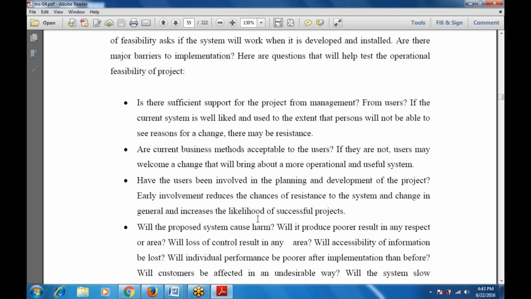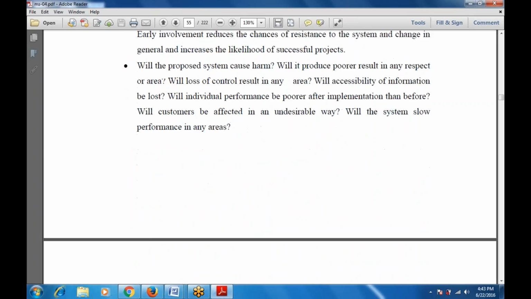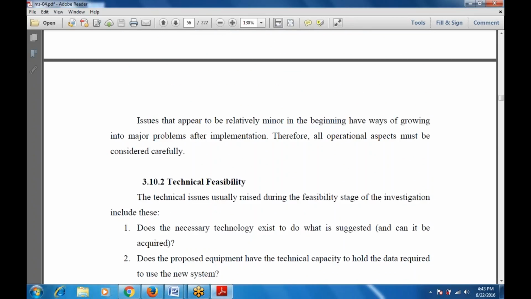Will the proposed system cause harm? If there is any harm in the proposed system, will it produce poor results in any respect or area? Will loss of control result in any area? Or will the system slow performance in many areas? Issues that appear relatively minor in the beginning have a chance of growing into major problems after implementation. Therefore, all the operational aspects must be considered carefully.